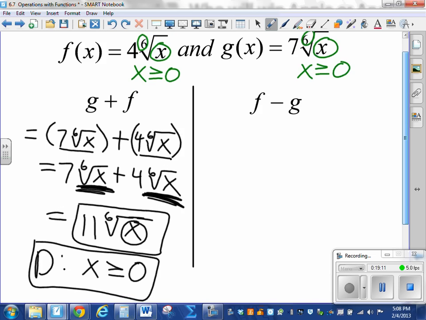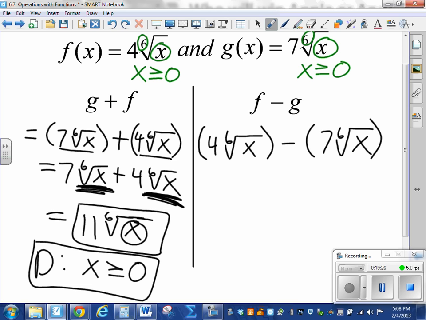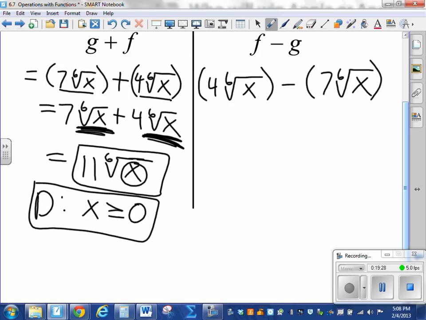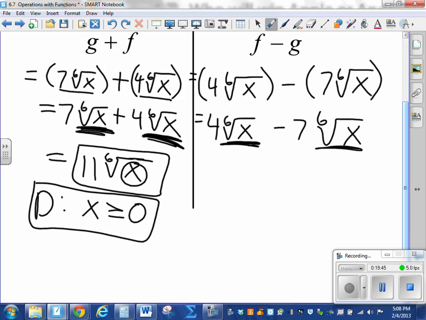Next part, f minus g. So you take the f part. So the f part is 4 6th root of x minus the g part, which is 7 6th root of x. The domains are still the same. And let's see here, take it out of the parentheses. Equals 4 6th root of x. So you got 4 of these things minus 7 6th root of x. So 4 6th roots x minus 7 6th roots x.